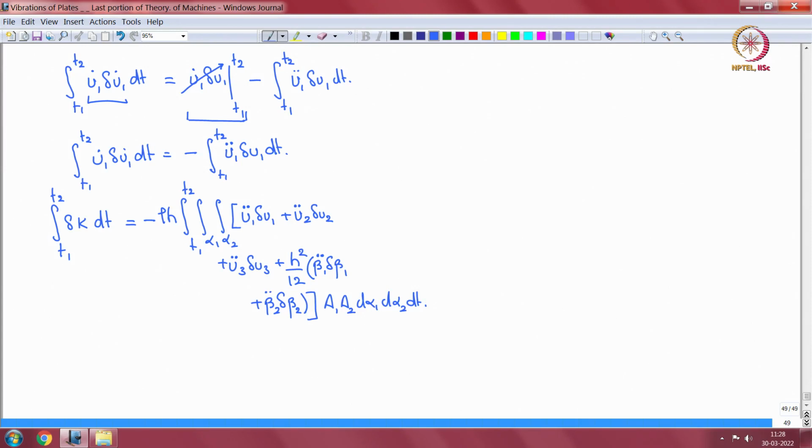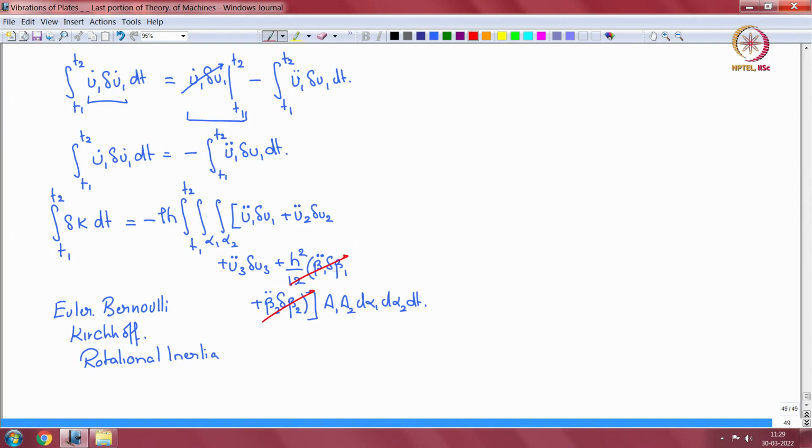Okay. Now, as I said, we are working at the level of Euler-Bernoulli beam theory, or at the level of Kirchhoff plate theory. So, as a result, we will ignore rotational inertia. That means this term will go to 0. This term contributes to the rotational inertia, therefore this term is ignored.